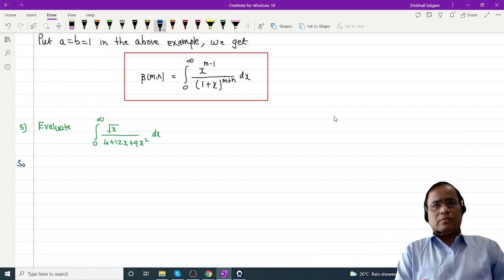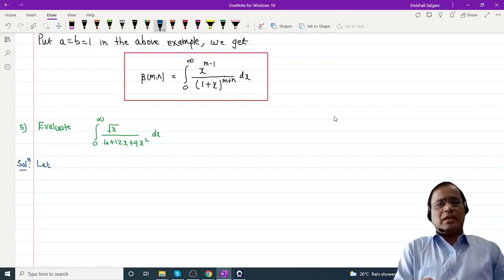What I have to do? Sir, in the denominator we have to find the roots. It's the roots of a quadratic equation. Try to find the factors.